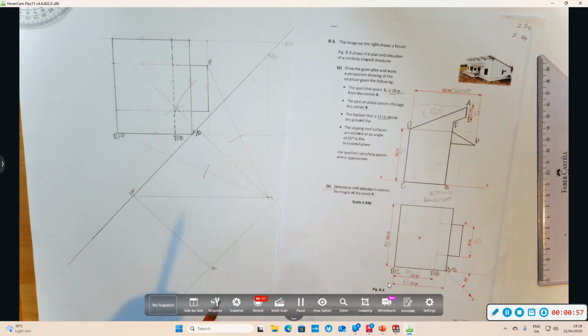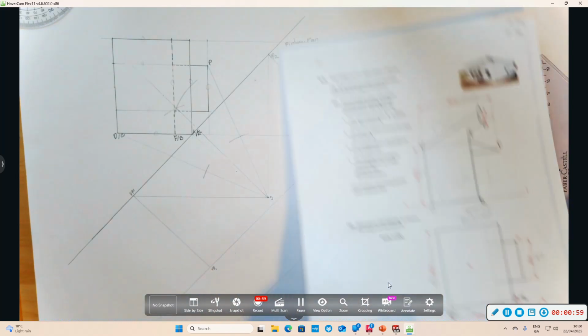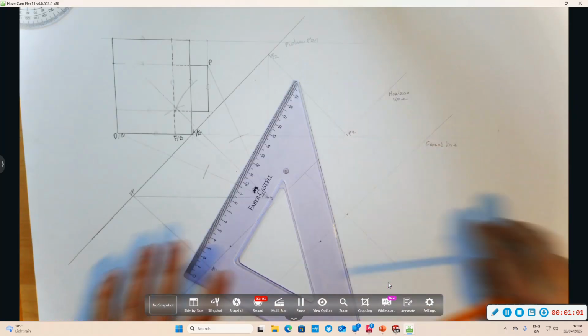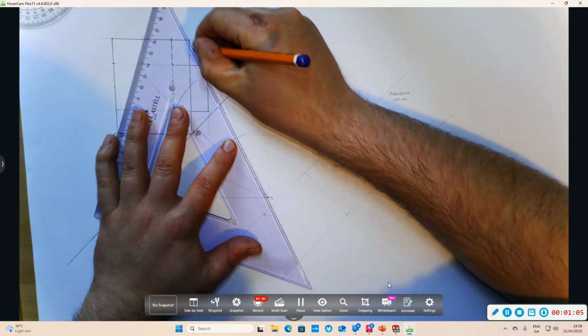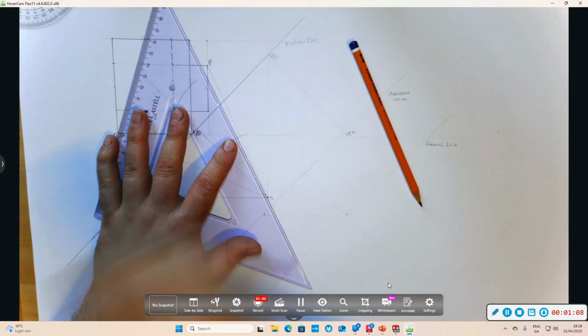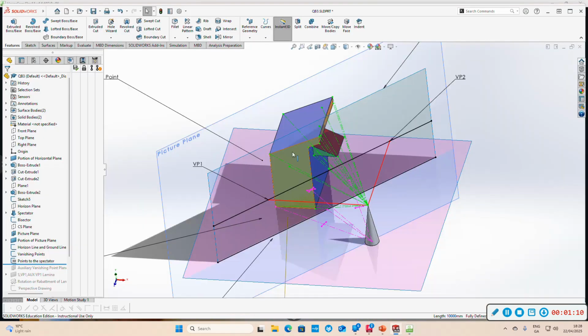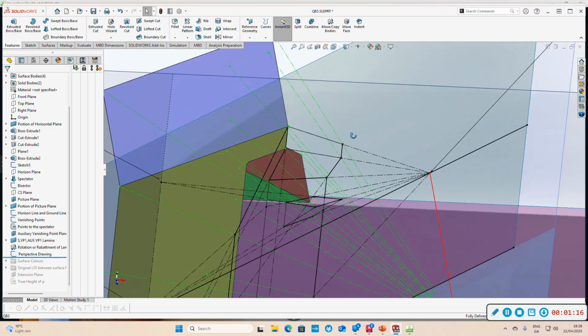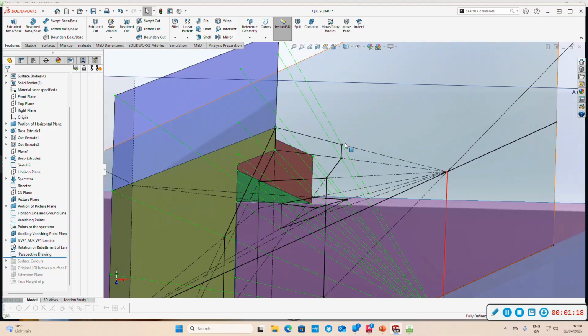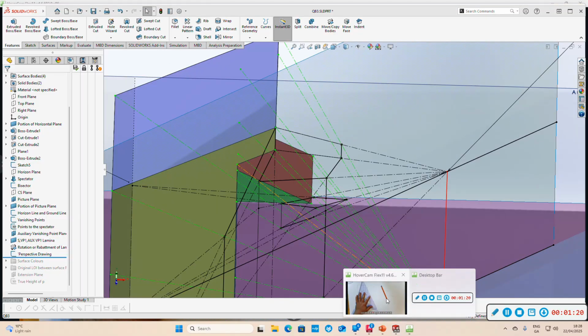Now, we're going to join all the points in plan to the spectator. Where these points join to the spectator and pierce the picture plane, they result in the perspective image. Look. See, where the green lines pierce the picture plane, you get points on the perspective image.